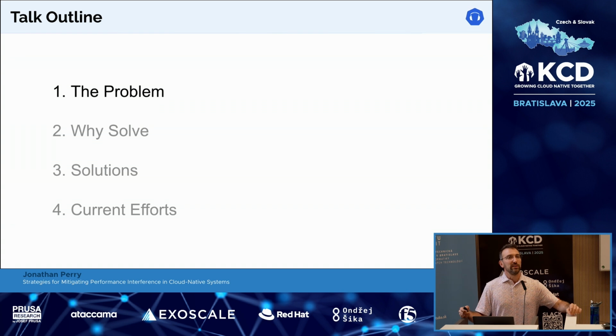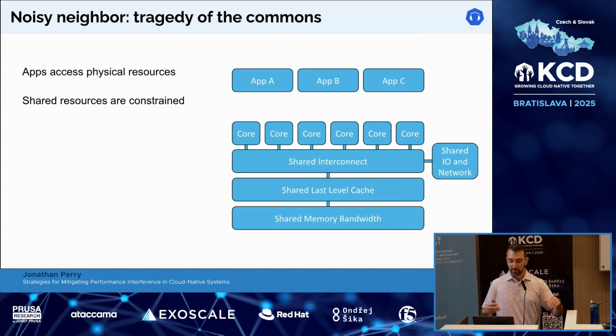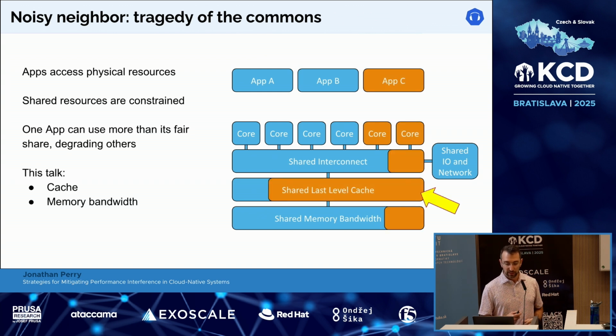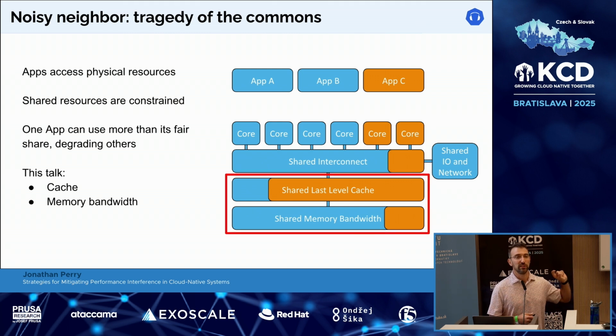Okay, so let's start with what is noisy neighbor. We run our cloud-native applications ultimately on physical hardware, and the applications have to share those physical resources offered by the hardware. When one application uses a lot more than its fair share of resources, the other applications can't obtain the resources they need, and so their performance degrades. So this is noisy neighbor, and I'm going to focus in this talk on the memory subsystem, which is the last level cache, which I'll just call cache, and memory bandwidth.